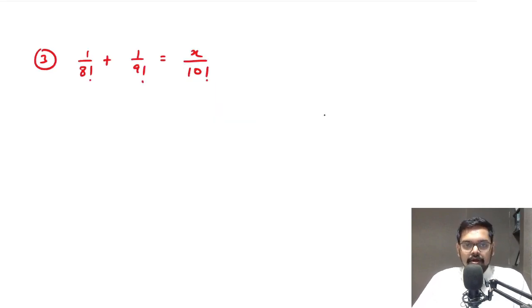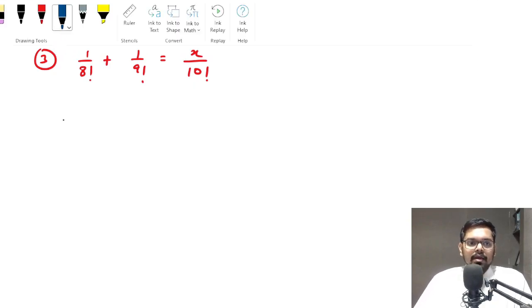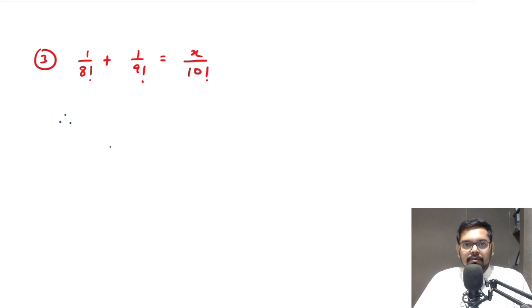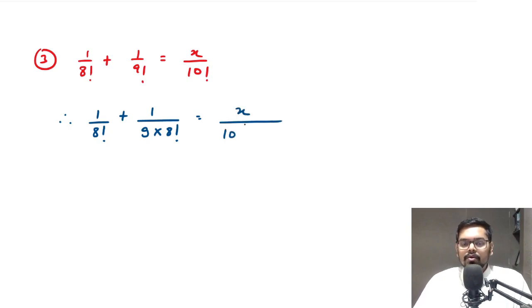1 by 8 factorial plus 1 by 9 factorial, that is equal to x by 10 factorial. Can you find the value of x? Okay, so pause the video, try, then look at my solution. What I can do is, I can say this is 1 by 8 factorial. 1 over 9 factorial can be written as 1 over 9 into 8 factorial, isn't it so? This 10 factorial can also be written in 8 factorial format. So 10 into 9 into 8 factorial.